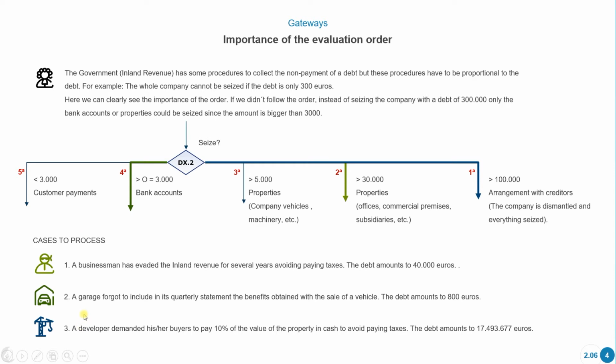Third example, a developer demanded the buyers to pay 10% of the value of the property in cash to avoid paying taxes. The debt amounts to 489,677 euros. It will meet the criteria of the first outlet. As you can see, this example showed us how important the order of evaluation is. Let's go to the application now to see how to configure these gateways.